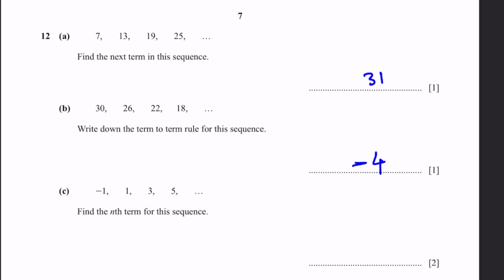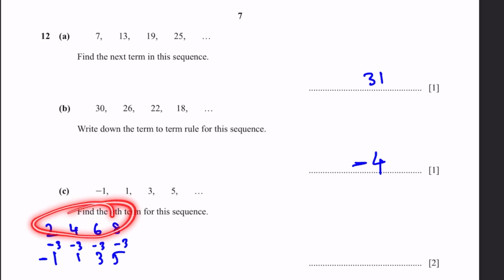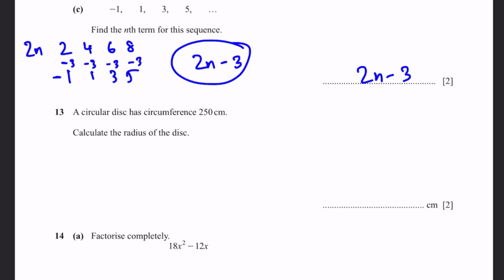C, negative 1, 1, 3, 5. Find the nth term. So common difference is 2. Add 2 for each one. So let's write out the 2 table. 2, 4, 6, 8. And then negative 1, 1, 3, 5. So if we minus 3 from each of these, we get the term. So if we minus 3 from the 2 table, we get the sequence. The 2 table is 2n, and 2n minus 3 is the sequence. That's the answer.